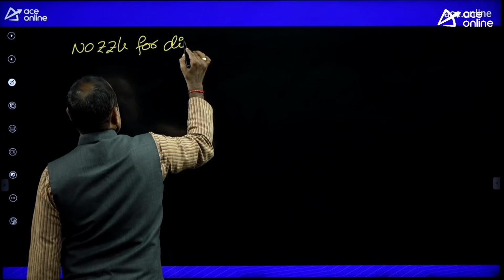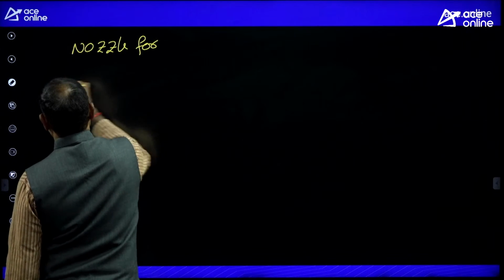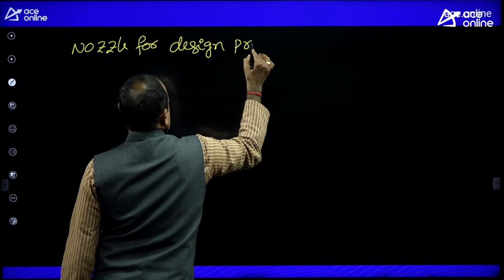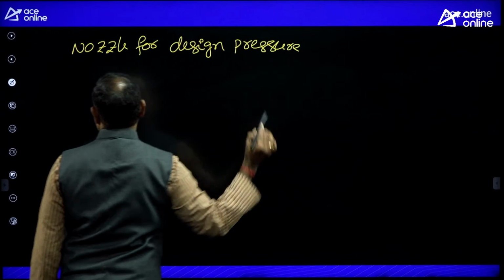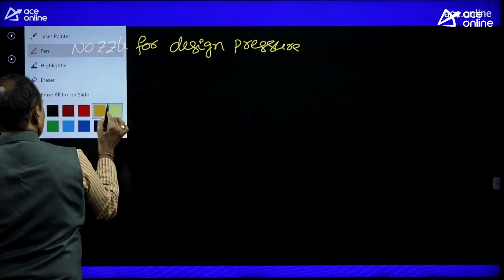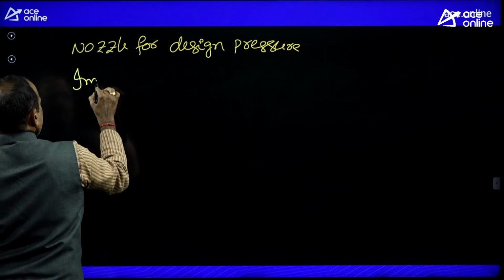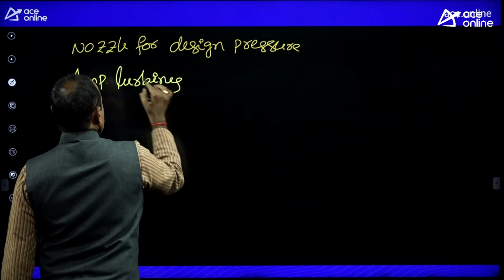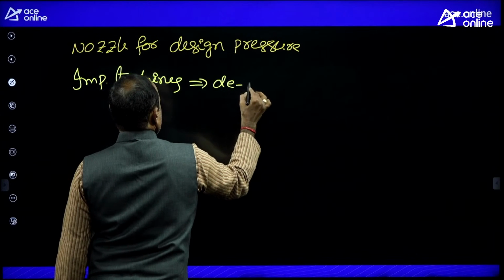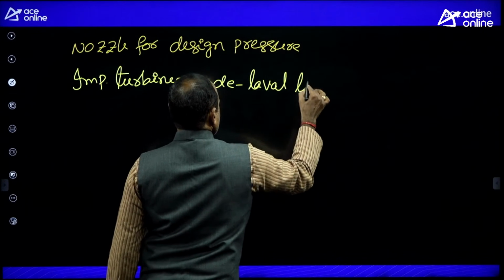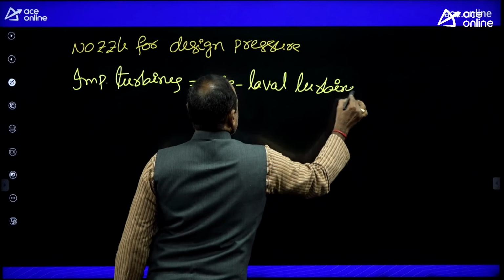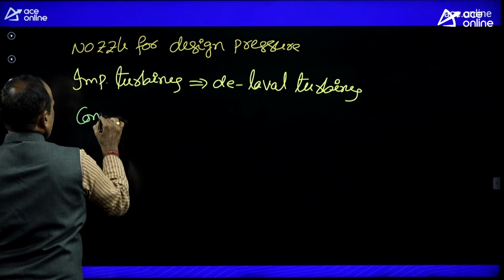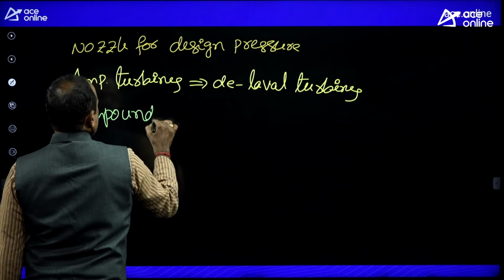etc. Then the problems, theory and problems on impulse turbines like a D-level turbine, and compounding mechanism of impulse turbines.